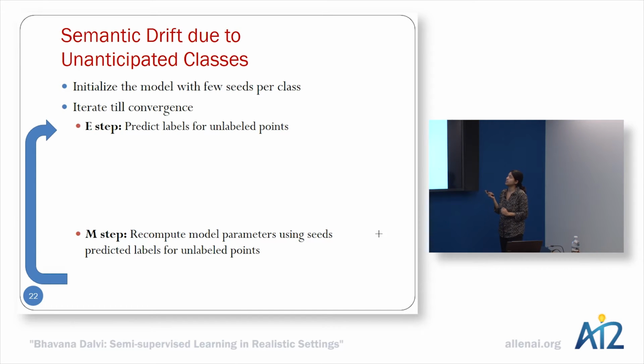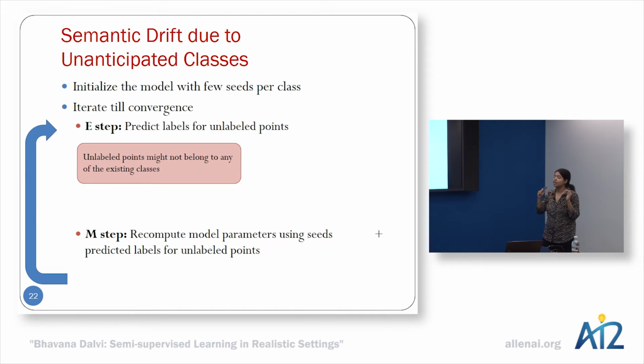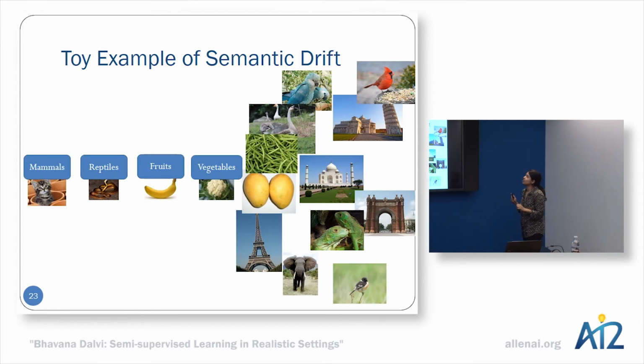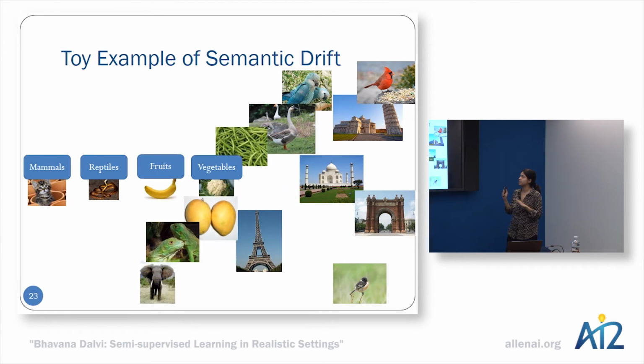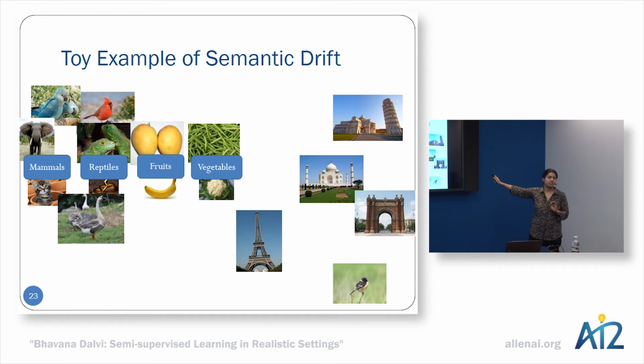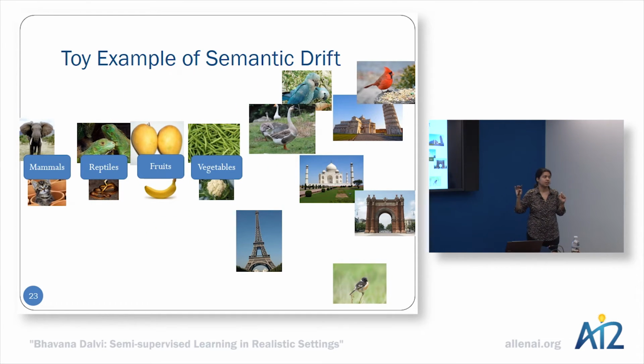The problem that we saw in this case is semantic drift. Here the unlabeled data points might not belong to any of the existing classes, and if we don't take care of this fact in a systematic way, we are going to end up in semantic drift. To show this in a toy example, these 4 data points are correctly classified, but we might also classify some of the birds into one of the animal classes. This is what I mean by semantic drift.